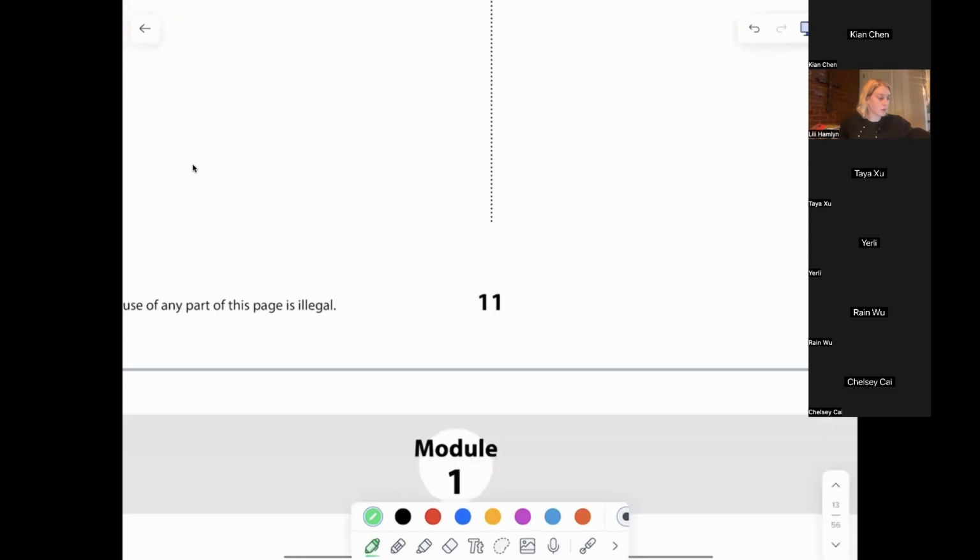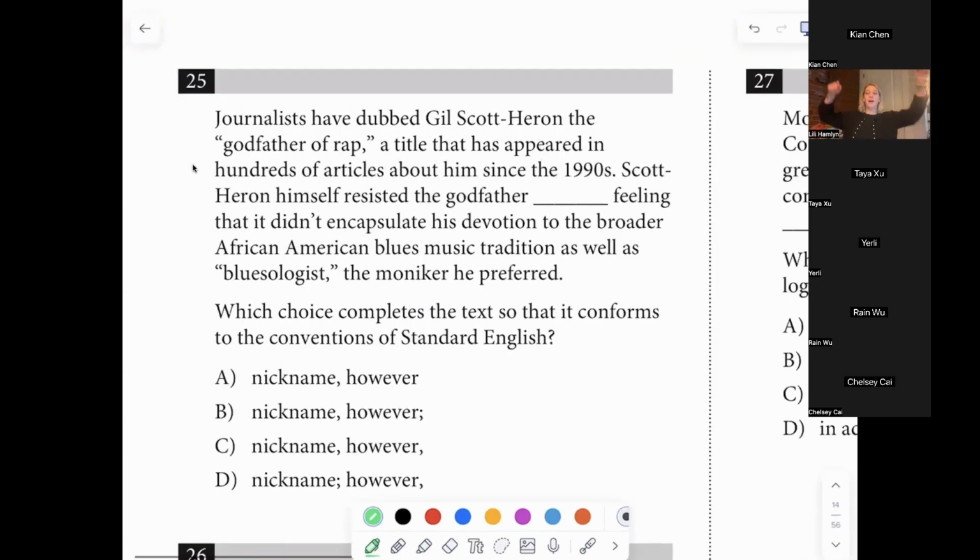Let's do one last one. 25, last one today. Have a look at number 25. This one's a little tricky.